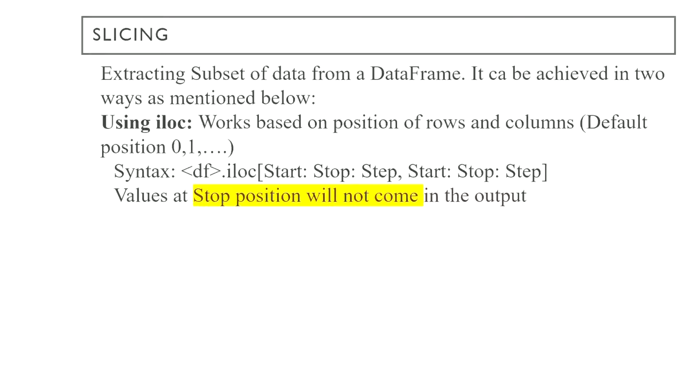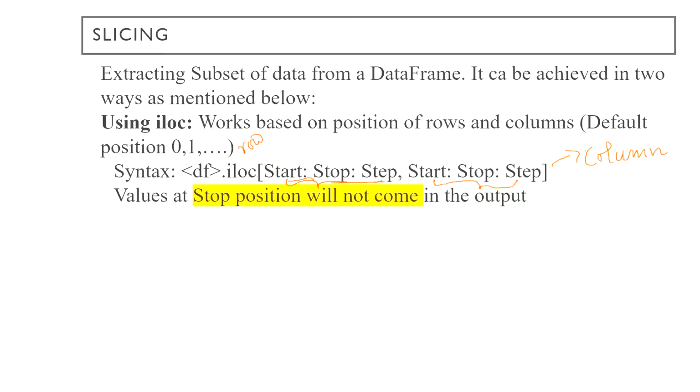So in the iloc part, first you see here, same thing: start, stop, step. Here also the same. So the first part and the second part. The first part is meant for rows. These are row indexes, and the second one is for column indexes.